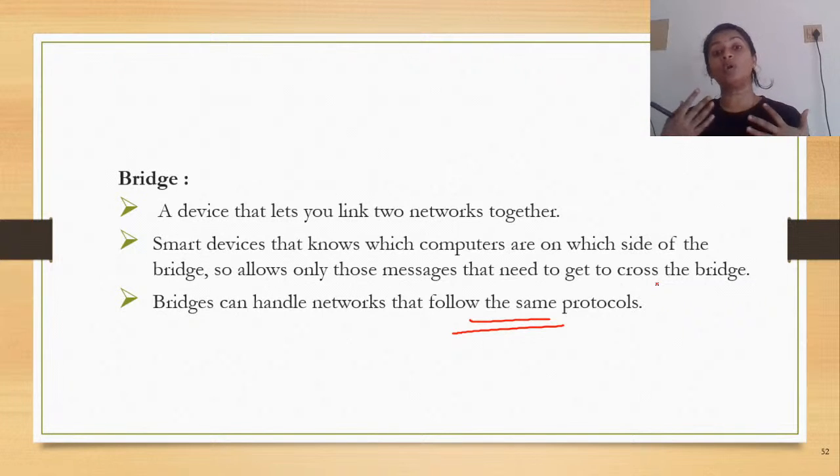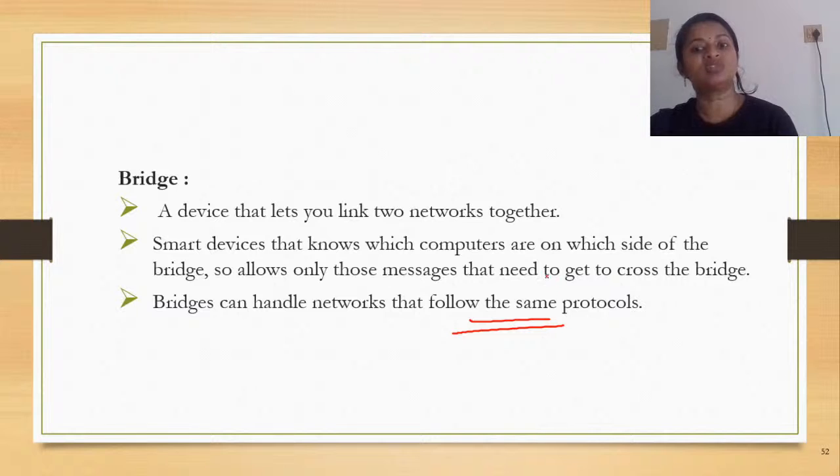One more thing, like what we said about the hub. There was an active version of the hub, right? Similarly, when you're talking about bridges, these are smart devices. Why? As I told you, you would have two different banks, but note the point, both banks follow the same protocols. Whenever a message has to be passed, the smart device knows which computers are on which side of the bridge, and accordingly the message is redirected to the destination. Is the idea clear? Since it knows whether the message needs to cross the bridge or stay on the same side, it passes the messages accordingly.